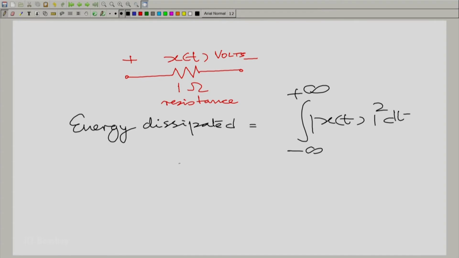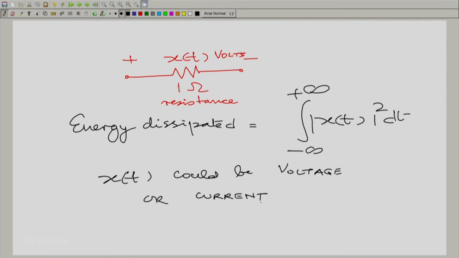So, that is the justification for calling this the energy. By the way, x(t) could also be the current or the voltage. The current, of course, would be in amperes and the voltage in volts. That is a minor point.